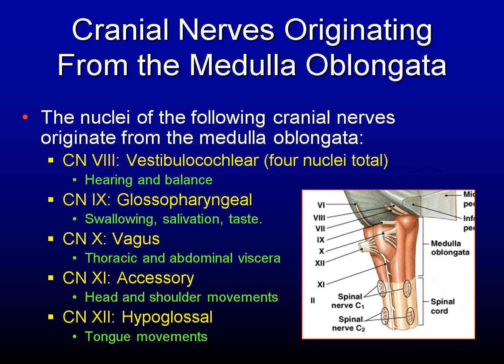CN8, vestibulocochlear, 4 nuclei total, involved with hearing and balance. CN9, glossopharyngeal, coordinates swallowing and salivation, and brings taste fibers from the back of the tongue. CN10, vagus, controls the activities of the thoracic and abdominal viscera. CN11, accessory, controls voluntary head and shoulder movements, and CN12, hypoglossal, controls voluntary tongue movements.